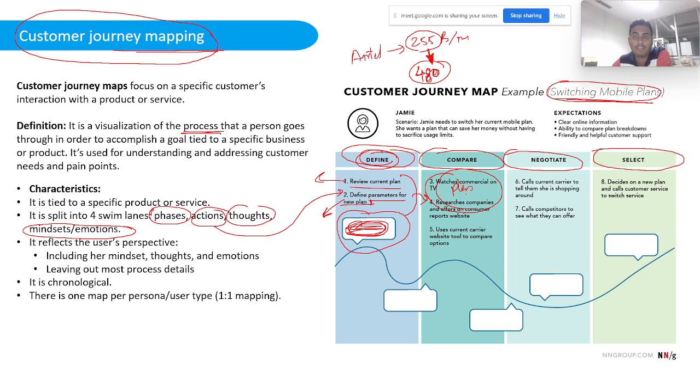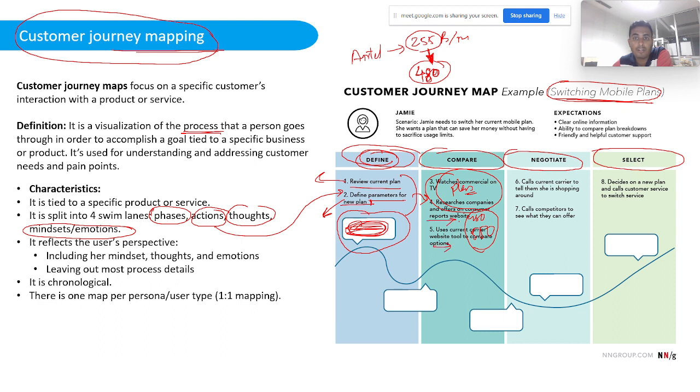Okay, he probably watches various plans and then compares. Probably he compares against 480 plans, then he compares against 550 plans. Okay, so all this comparison he did in this particular phase. So you write down his activities.